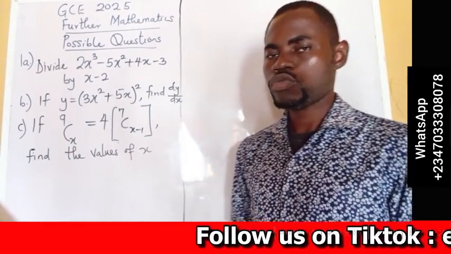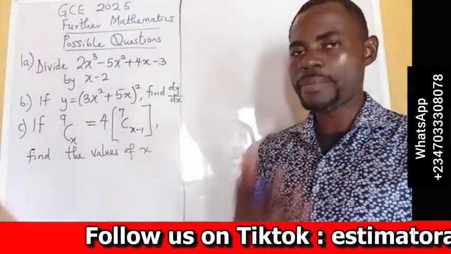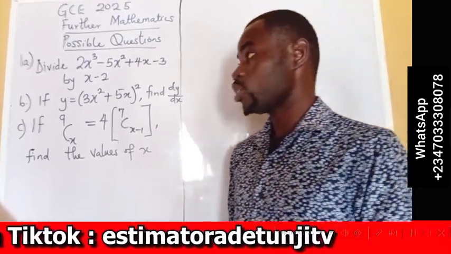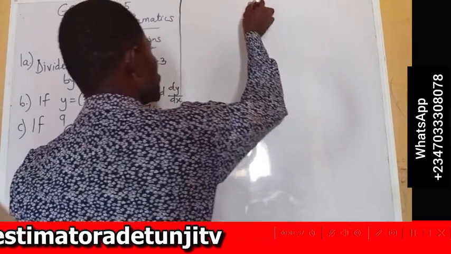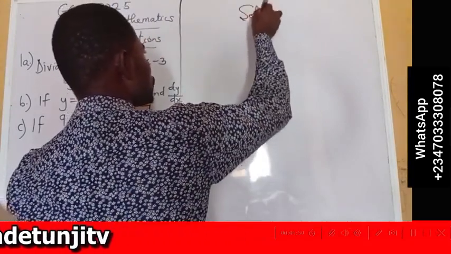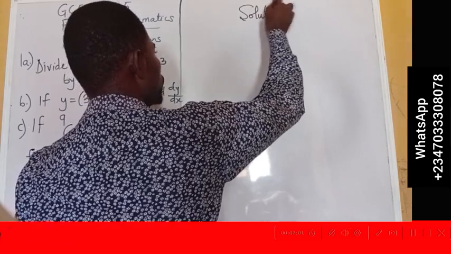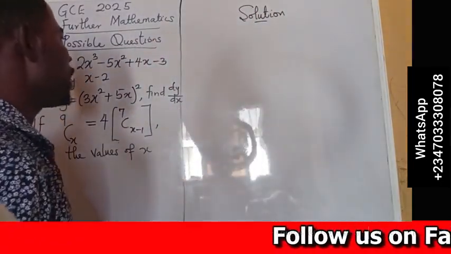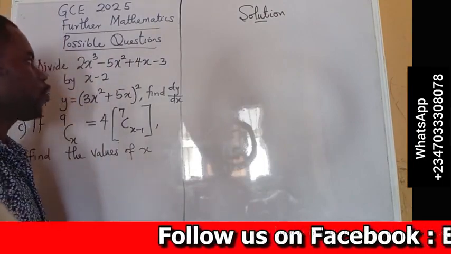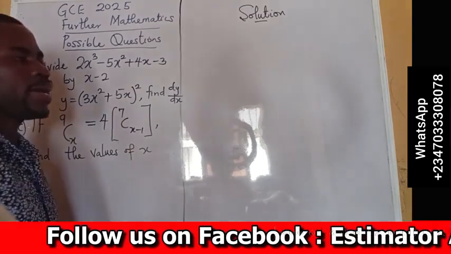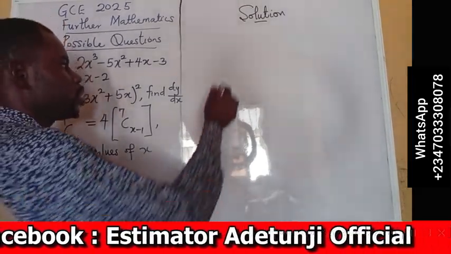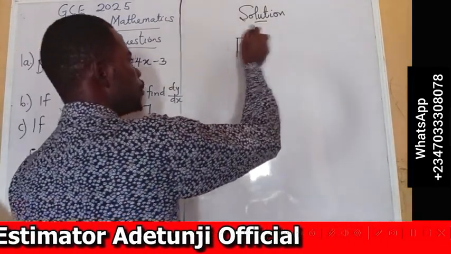Please do well to make sure that we are doing this together by bringing out your book as you are preparing for this common examination. Here we go. Solution. The first question, 1A, said that we should divide 2x cubed minus 5x squared plus 4x minus 3 by x minus 2. So without wasting time, let's use our long division and get our answer very quick.